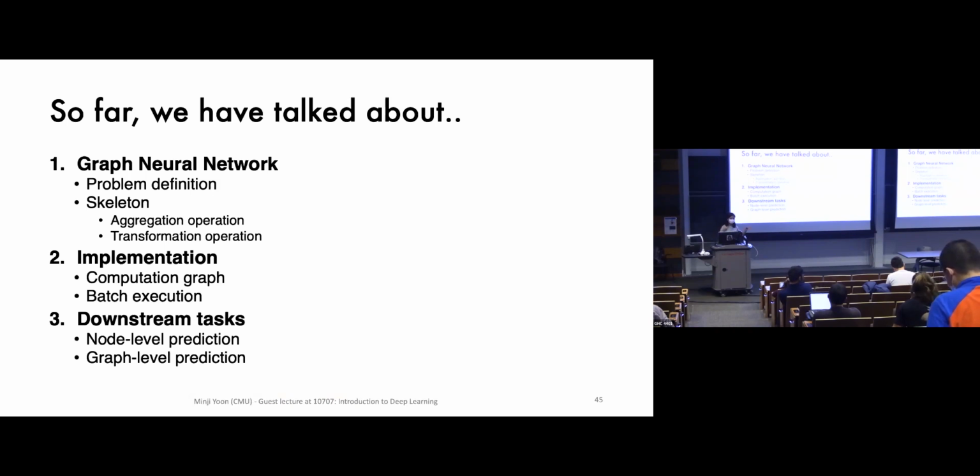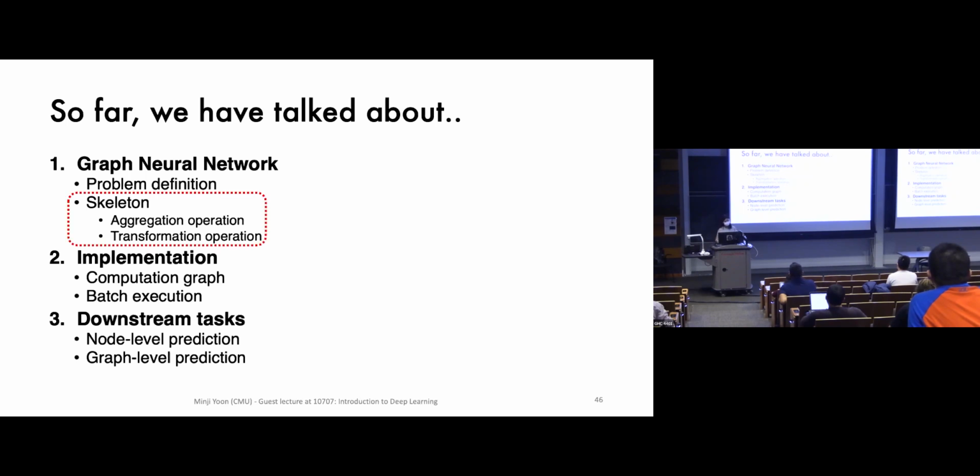And a graph neural network is composed of several layers, and each layer is composed of an aggregation operation and a transformation operation. You also learned the concept of computation graph and batch execution, and the two most common applications, node-level and graph-level prediction.